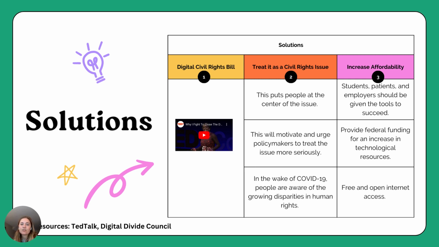And then also this will motivate and urge policymakers to treat the issue more seriously. And then I think also in the wake of COVID-19, people are aware of growing disparities in human rights. So putting this as a part of that big lump will help too. And then also increase affordability. So students, patients, and employers should be given the tools they need to succeed. And then also just the idea of calling out federal funding for an increase in technological resources for people. And then ultimately continuing to fight for free and open internet access.